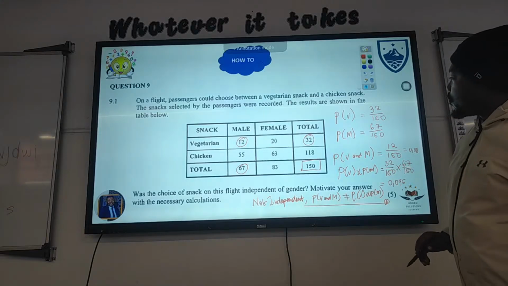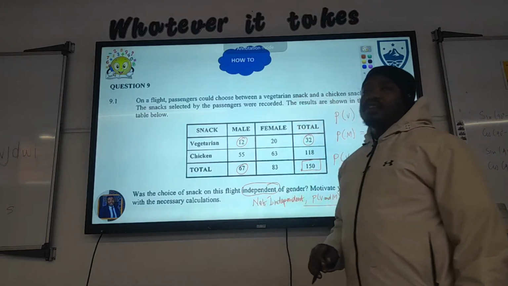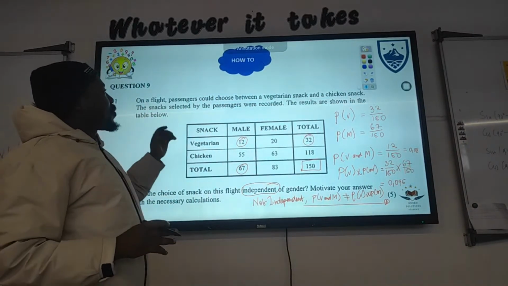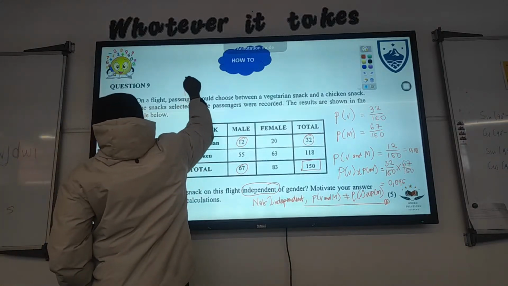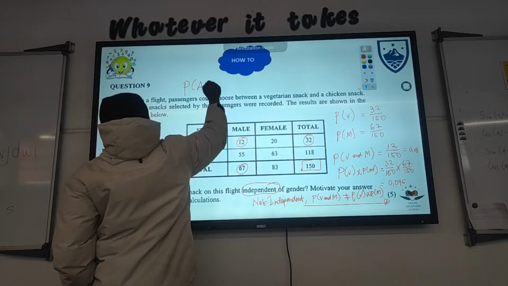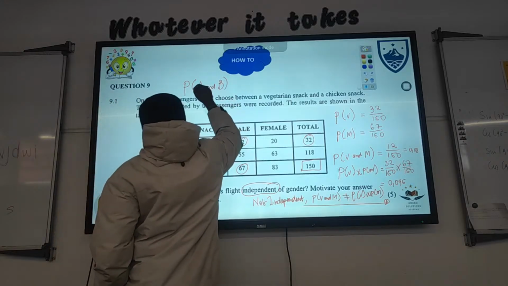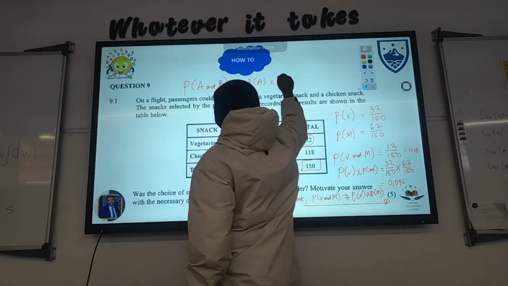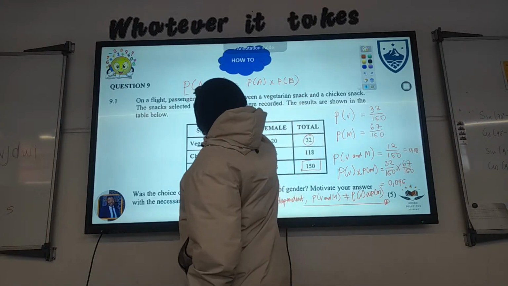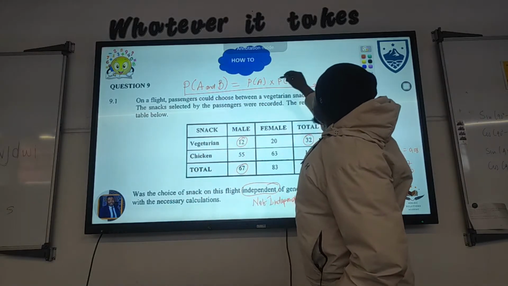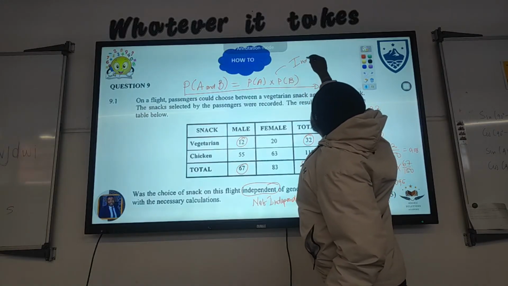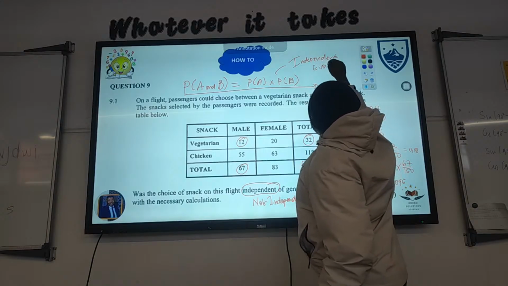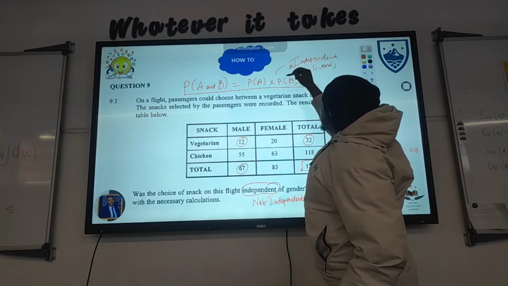So as soon as you get the word independent, show that something is independent, you strictly go to the product rule and remember that the probability of A and B happening at the same time is the same as the probability of A multiplied by the probability of B. That's what we have learned in grade 11. This has to deal with independence. Hope it makes sense to you.